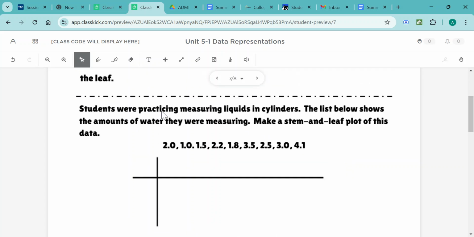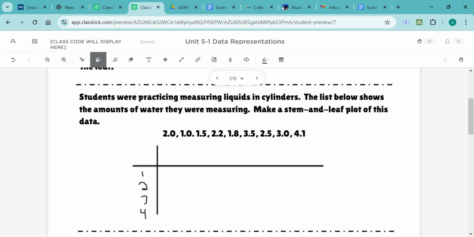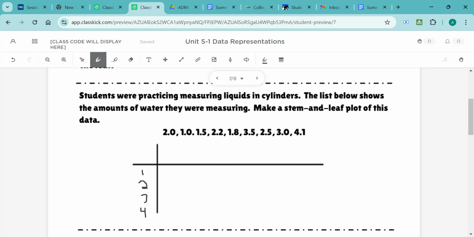All right, students were practicing measuring liquids in cylinders. The list below shows the amount of water they were measuring. Make a stem and leaf plot of this data. So right here we have some numbers. We have 2s, 1s, 3s, and 4s. So I know in my stem and leaf plot I'm going to have 2s. Oh, I always start with the smallest one. 1s, 2s, 3, and 4.